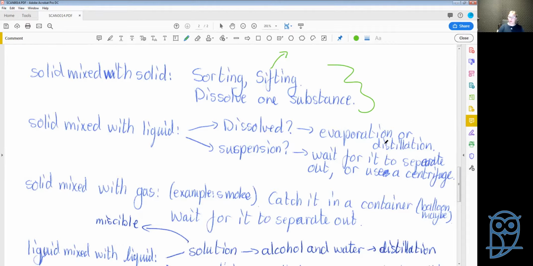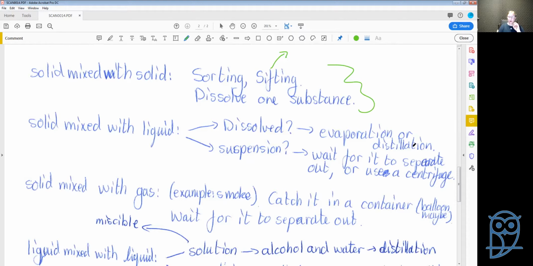So we can use evaporation, which we can either boil it or just put it in a sunny place and wait for it to evaporate off the liquid. And then we are left with, say, the salt crystals left over in the jar or whatever we use to evaporate it off. We can also distill it.